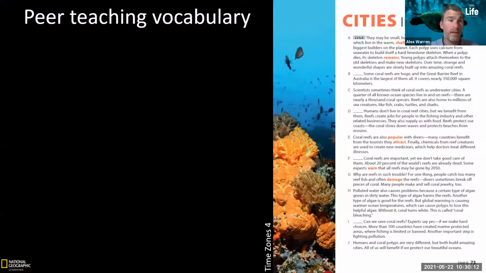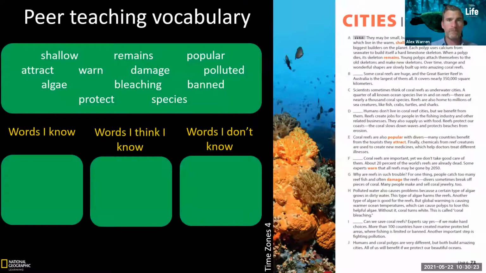Another really nice activity you can do with peer teaching vocabulary, and one which I actually learned from a teacher in Ukraine, is called Words I Know, Words I Think I Know, Words I Don't Know. So we've got a reading, we've got all of these words which we want to pre-teach, but we don't want to stand at the front of the class and just tell the students what they mean. So we give them a list of the words and we ask them on their own to put them into different boxes. Words I know, words I think I know, words I don't know. You give them two or three minutes on their own to do that. Then you pair them up and they compare their lists.